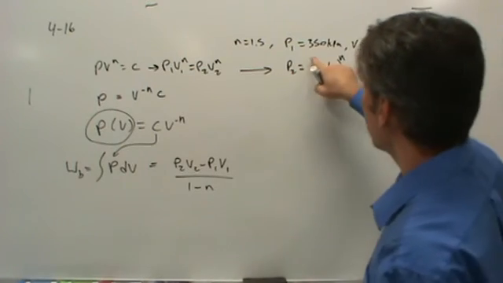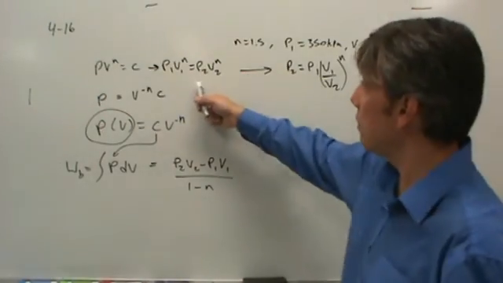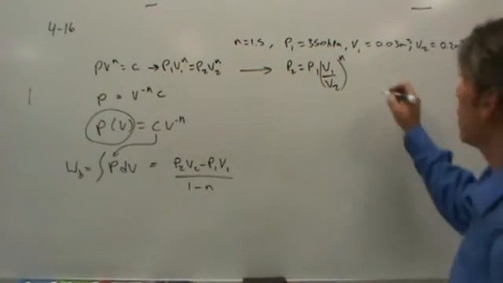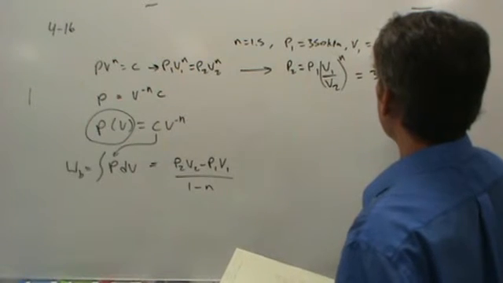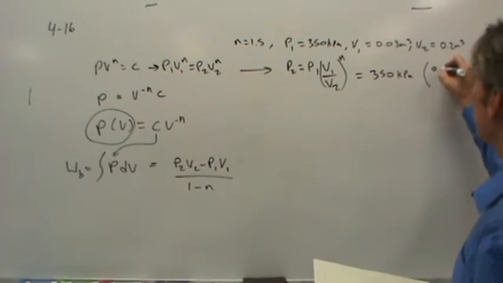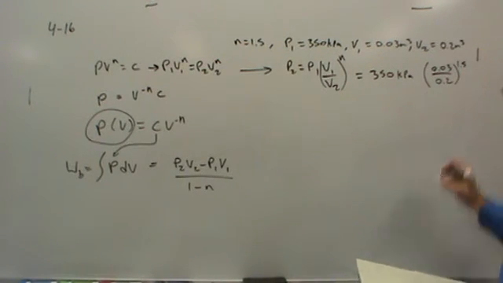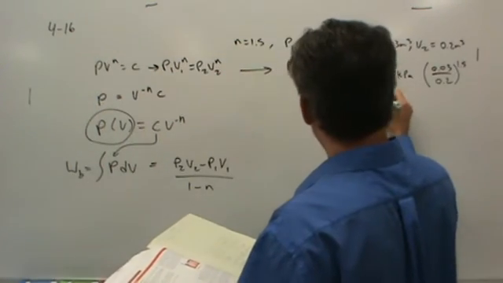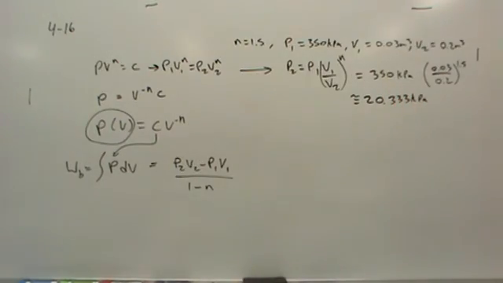I'll try to slow down so my handwriting's a little better. There. You see what I did there? I divided by V2. Since they both have the same exponent, I can pull that exponent out. So now let's calculate the pressure in state 2. 350 kilopascals multiplied by V1, 0.03, over V2, 0.2, to the 1.5 power would give us the pressure in state 2. Now, I think I did this right. When I calculated it, I came out with about 20.333 kilopascals. So now we have the pressure in state 2.